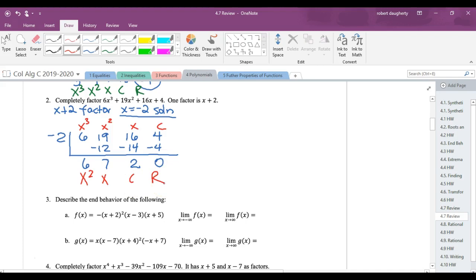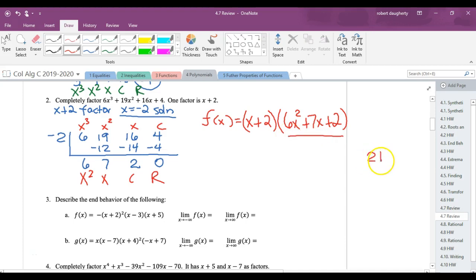So what is this complete factorization? F of x is equal to x plus 2. That's the factor that I knew about. And I'm left with 6x squared plus 7x plus 2. Now the job becomes, can I factor that? Okay, how do I factor that?